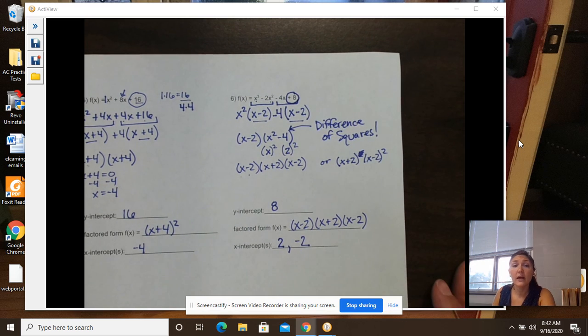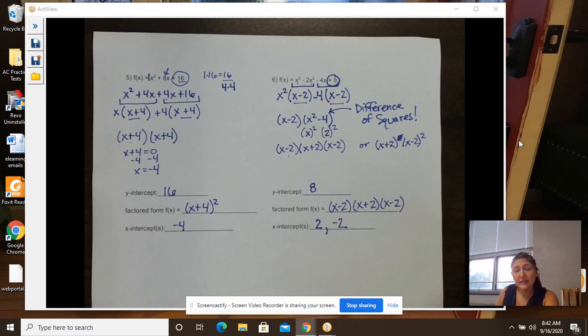Okay, so that's a quick review of those 3 factoring strategies that we've looked at, AC method, grouping, and difference of squares.